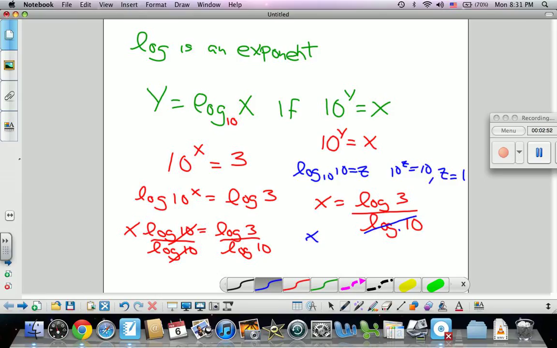So for any number of the same base and the argument, we're just going to have a 1 in the bottom here. So log of 3 gives us a number about 0.477121. To check that, remember we would take 10 to the 0.477121. Try that on your calculator and you should get a 3 out. Okay?